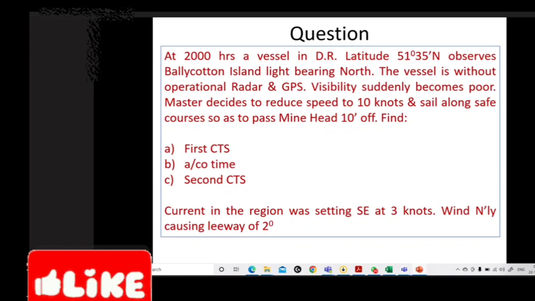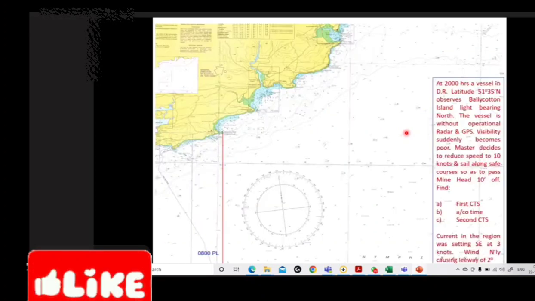Is the question understood, guys? Yes, sir. We know the DR, and we know a PL, which can be drawn by the bearing from Ballycotton Island. Then visibility goes bad. The master finds the PL to be suitable. He wants to set safe courses so as to pass Mine Head at 10 miles off. Now you see the question here. What do you do? You draw the first PL. Is that clear? This is the first PL given at 2000 hours.